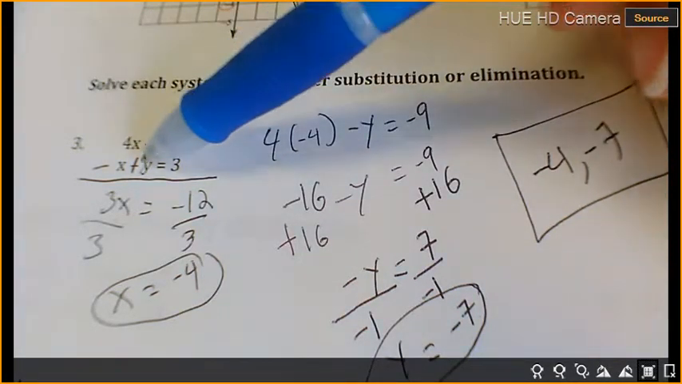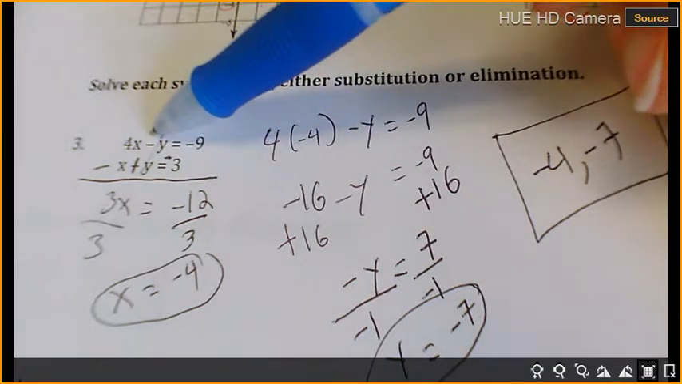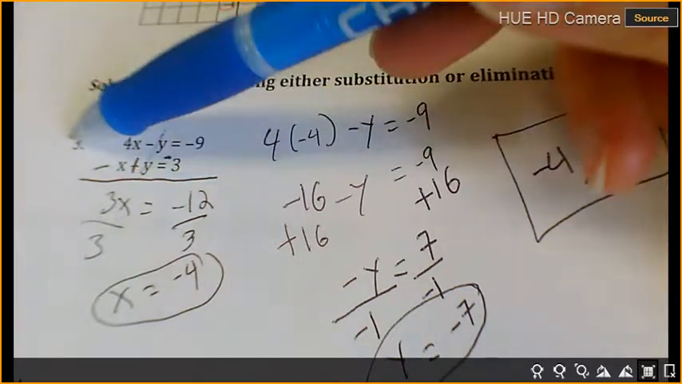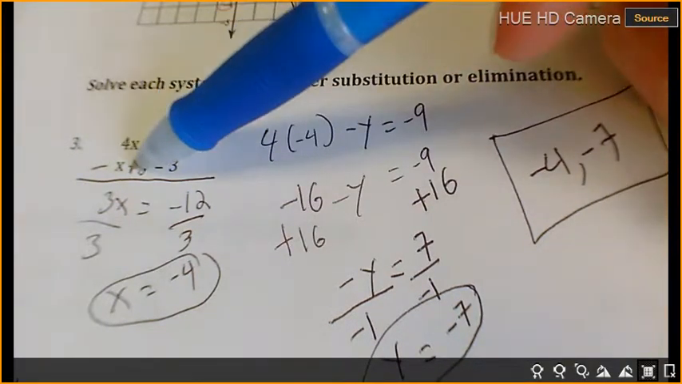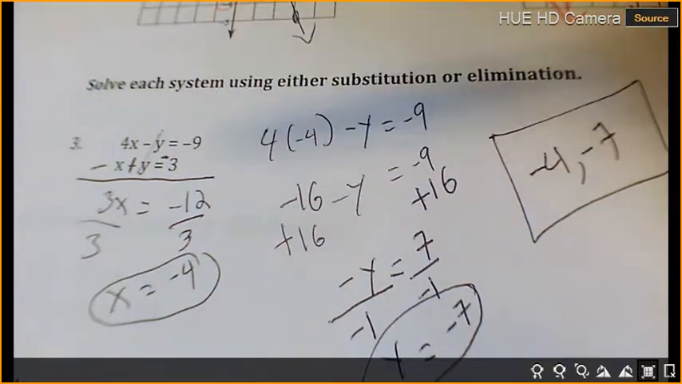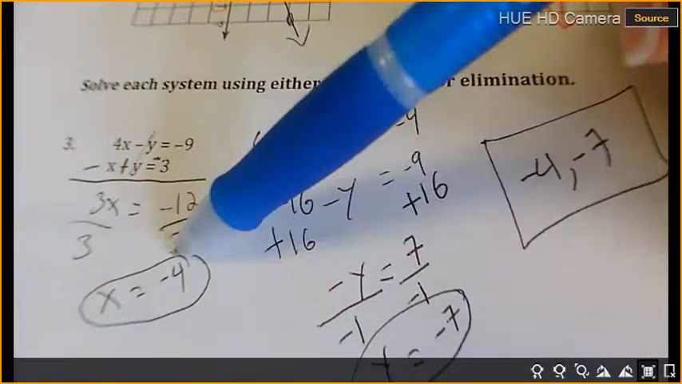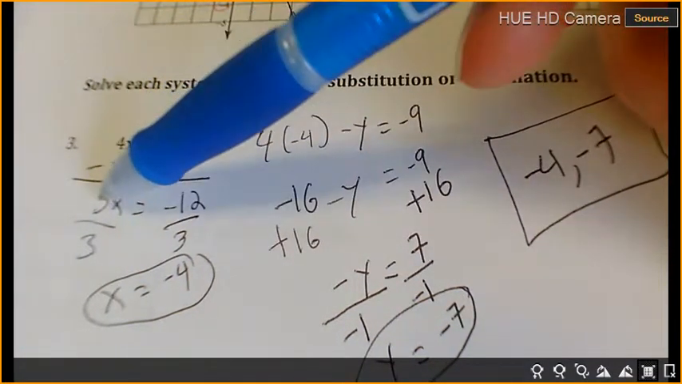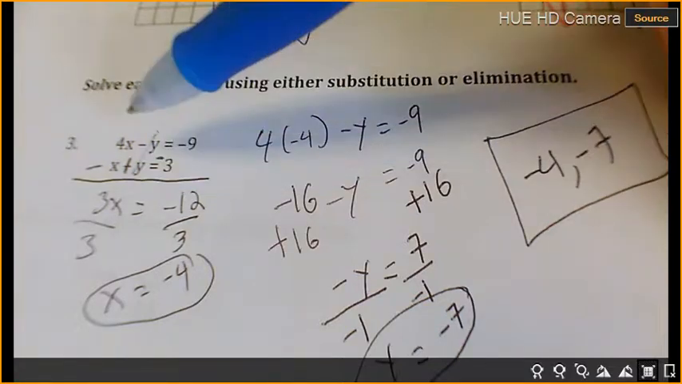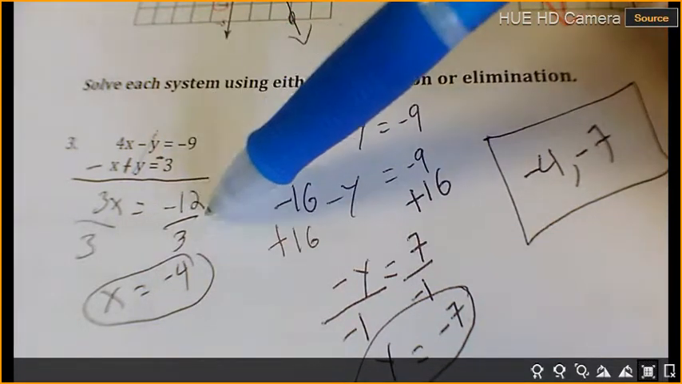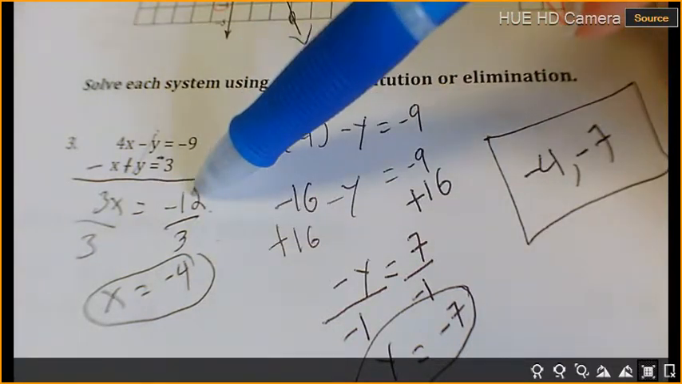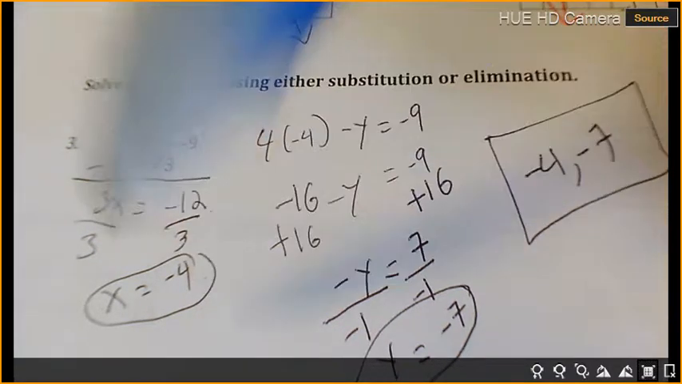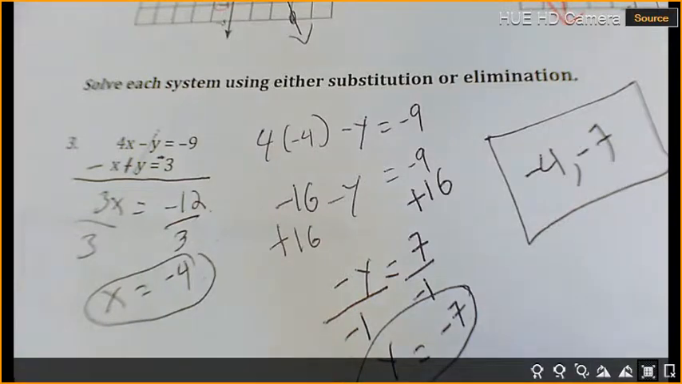Okay, we needed the y's to cancel out. This is a -y, this was also a -y. I times everything by a -1. X plus y equals -3. Then I added straight down. This gave me 3x, the y's canceled, -9 minus 3 is -12. Divided by 3, negative, divided by a positive is a negative. Okay.